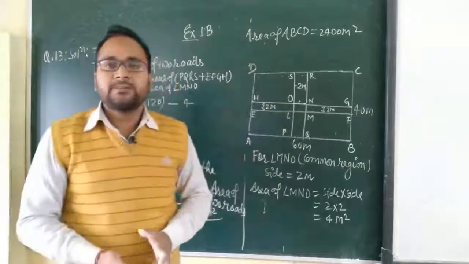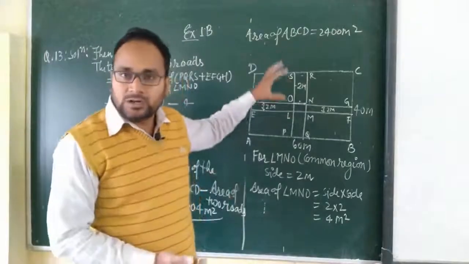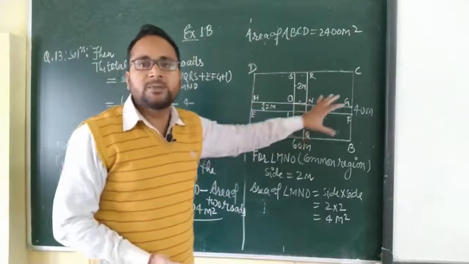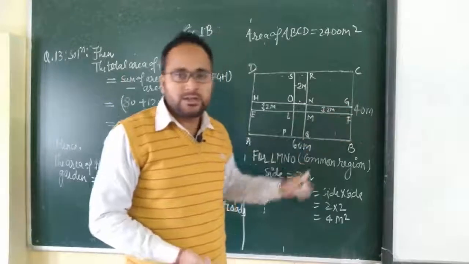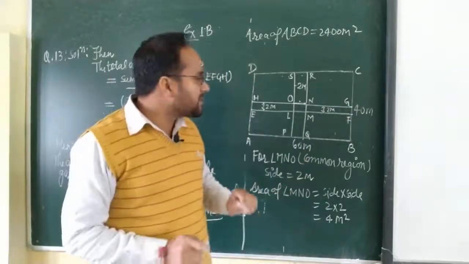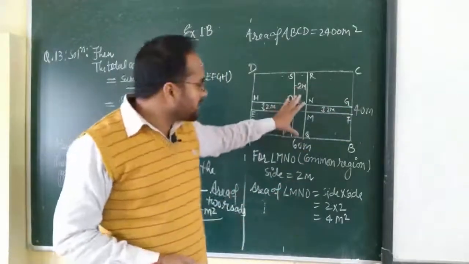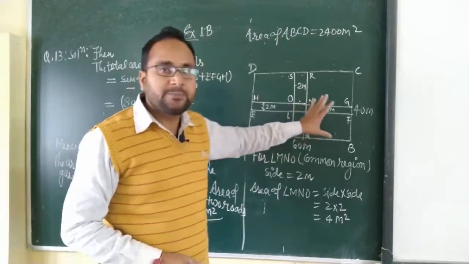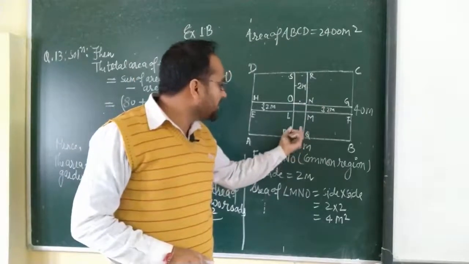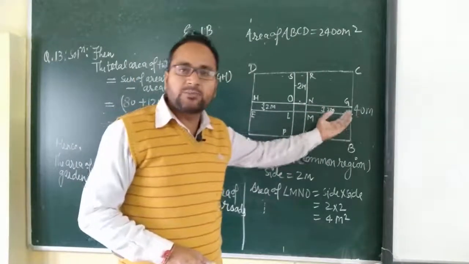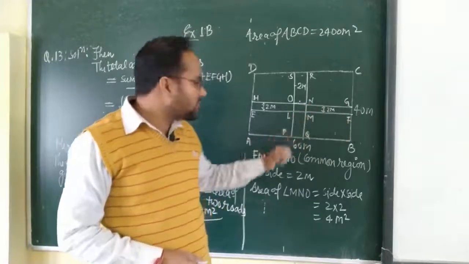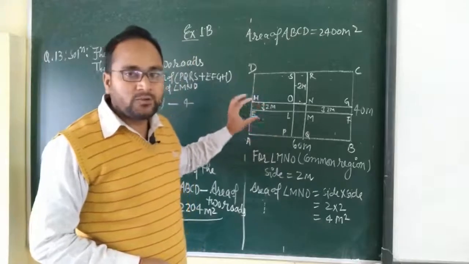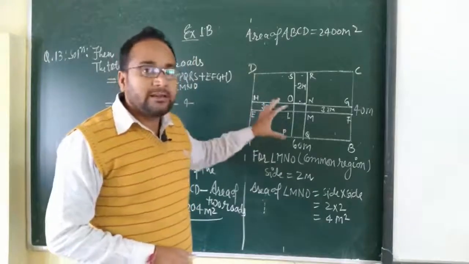So it is very easy. First you find the area of the total region, means whole region, length multiplied by breadth, 60 multiplied by 40, 2400 meter square. And then you will find the area of this region PQRS, this road, length multiplied by breadth. Its breadth is 2 and length is 40, that is 80 meter square, and the area of this region, 2 multiplied by 60, you will get 120 meter square, the total area of the road.